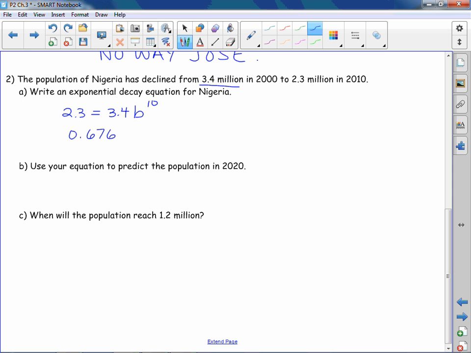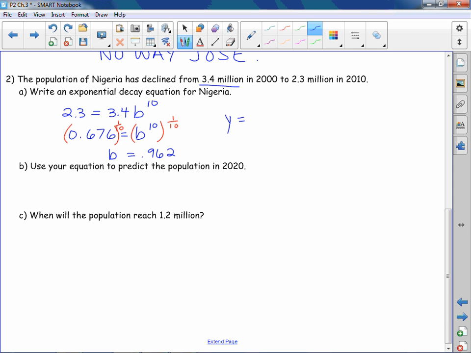0.676 equals B to the 10th. If you want to solve for B, then you need to take the 10th root, or to the 1/10, the same thing as taking the 10th root. So either one will be good. So if you do that, it's 0.962. Okay, so here is our exponential decay.